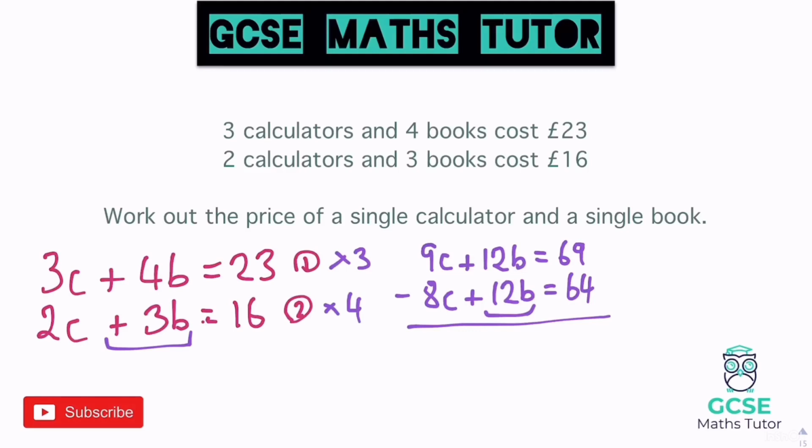So 9C, take away 8C, leaves us 1C. And 69 take away 64 is 5. So straight away we get our answer there, C equals 5. So there's our first answer, C equals 5.